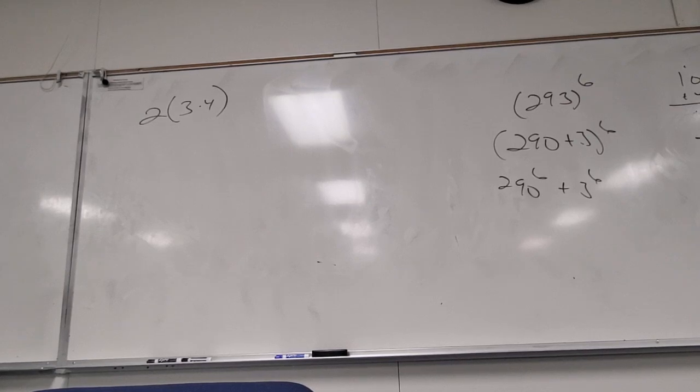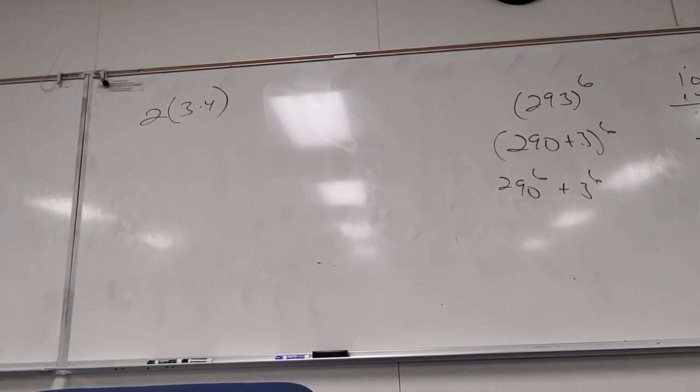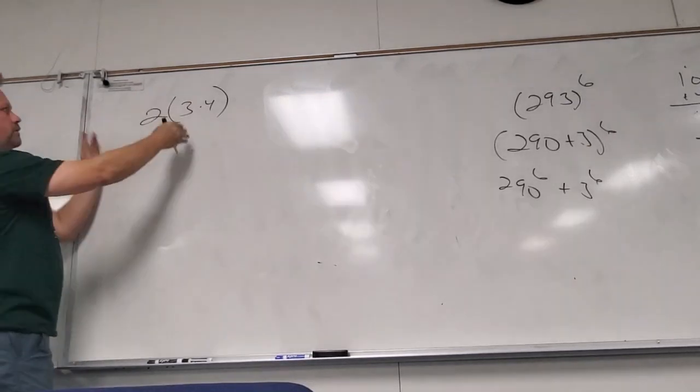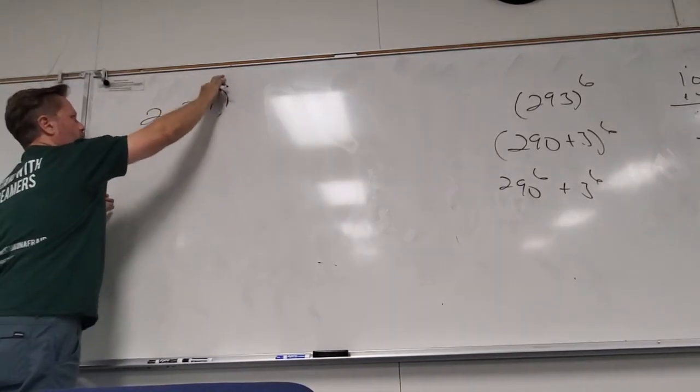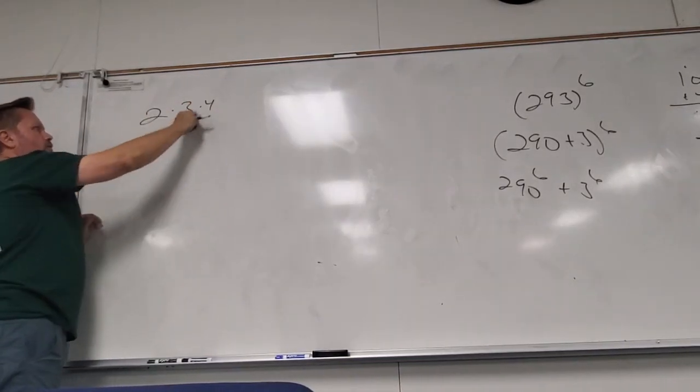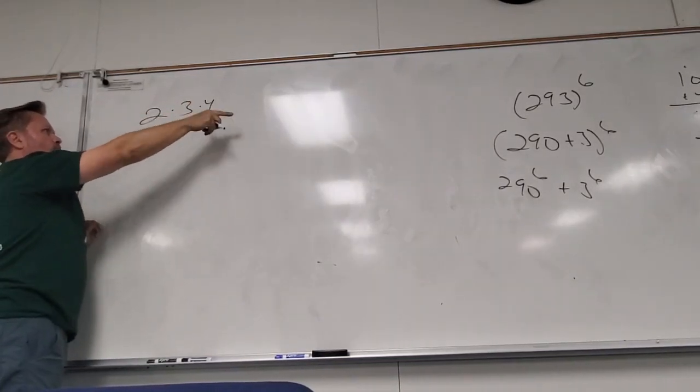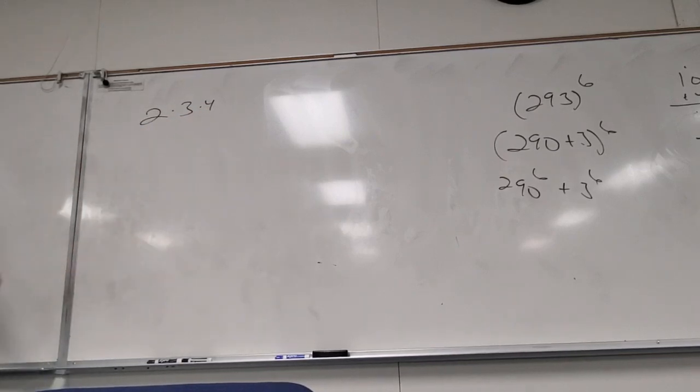If I just said to you, what's 2 × 3 × 4, how would you do it? You could do 3 × 4 and then × 2. Well, that's how I put it there, Jeff. Good. So you could do 3 × 4 = 12 × 2, or you could do 2 × 3 and then multiply by 4. So a student might say, then why did the 2 only go to the 3?